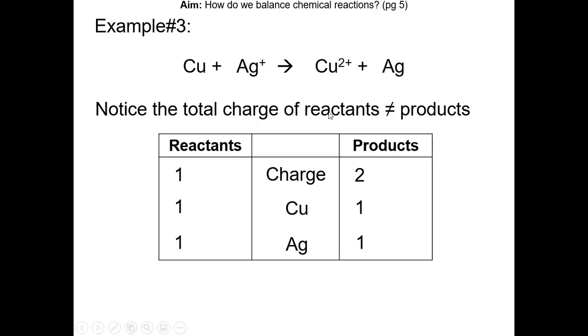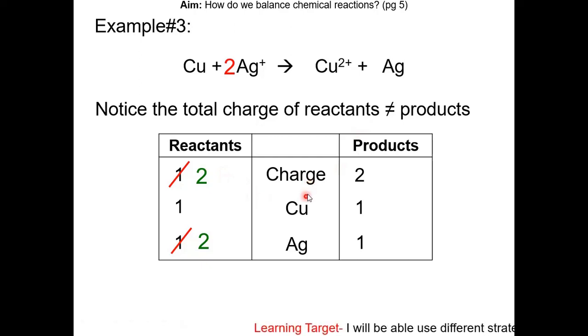Let's first put a 2 in front of the Ag+ so that we have 2 Ag+, and the charge of the reactant side is now 2. 0 plus 2 times 1 is 2. Now the charge of the reactant side is equal to the charge of the product side. But notice since we added this 2, we have 2 silver, but we only have 1 silver on the product side. So we need to now balance the mass.